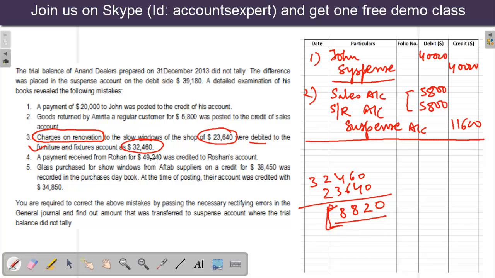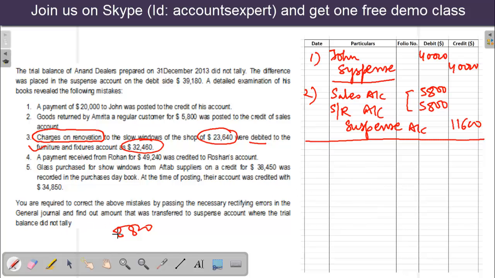8,820. It means furniture and fixtures account is over debited with this amount, 8,820. So now I will credit the furniture and fittings account, and debit which account? Suspense account. I will debit the suspense account with 8,820, and furniture and fittings account will be credited.